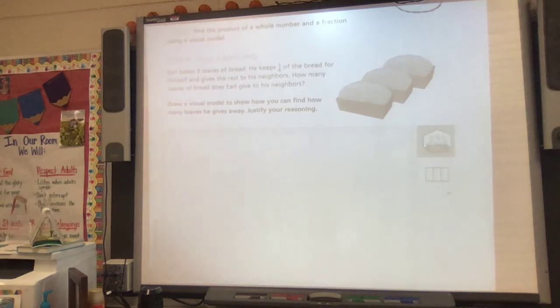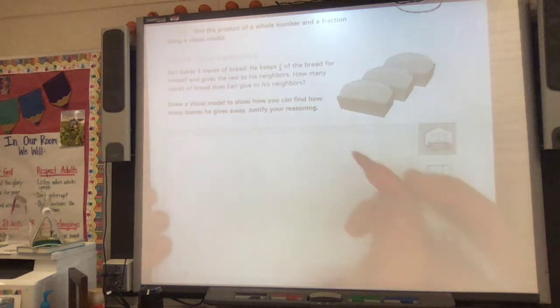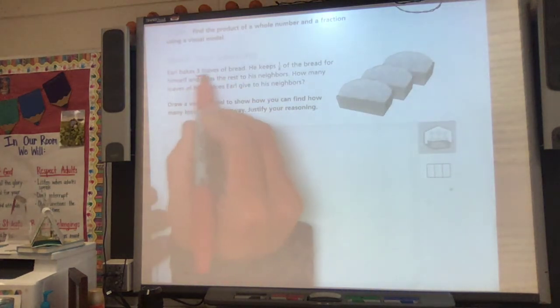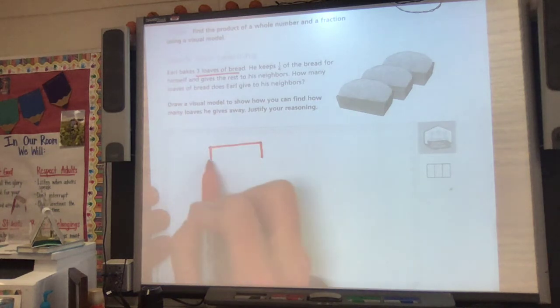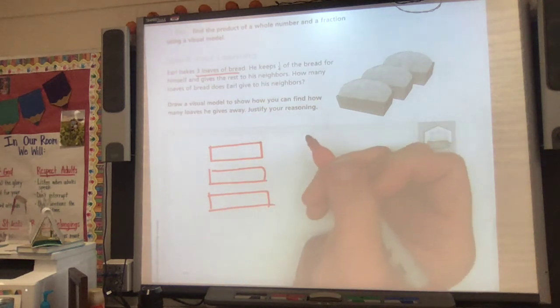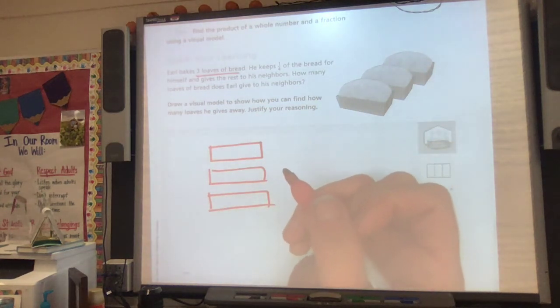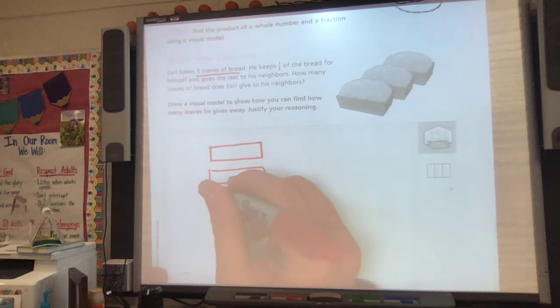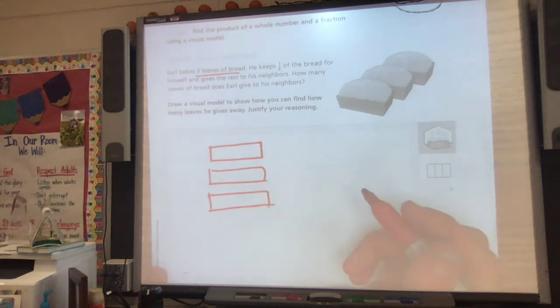It says Earl bakes 3 loaves of bread. He keeps 1/4 of the bread for himself and gives the rest to his neighbors. How many loaves of bread does Earl give to his neighbors? We're going to draw a model to show how much he gives away. I know that Earl baked 3 loaves of bread. Here's some bread, here's some bread, here's some bread. So I have these 3 things and I am going to put them into fourths.